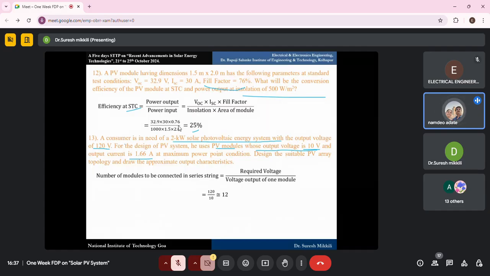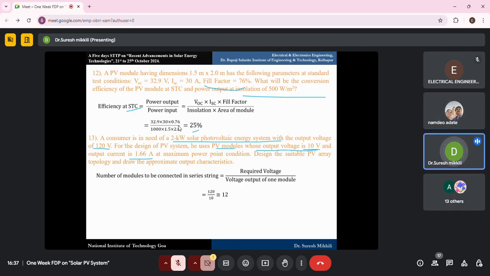I think 12 strings are required. No? 12, check properly, sir. 10. So how? So the total power is 120, strings are required, I think.